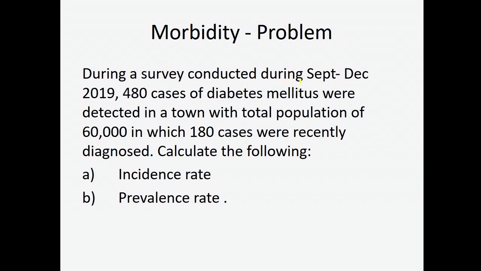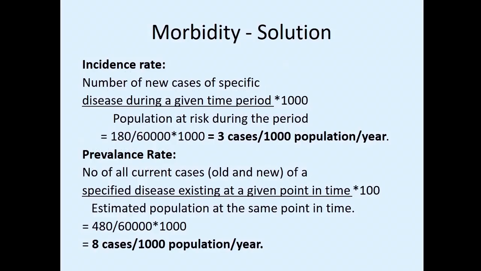During a survey conducted during September-December 2019, 480 cases of diabetes mellitus were detected in a town with total population of 60,000, in which 180 cases were recently diagnosed. Calculate the following: incidence rate and prevalence rate, new and old cases combined, divided by the population at risk. So which will give 3 cases per 1000 population per year and 8 cases per 1000 population per year. Wherever rates are mentioned, we need to mention the denominator and also the time period, per year.